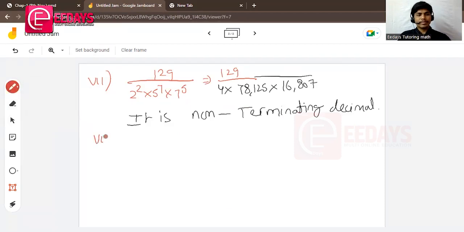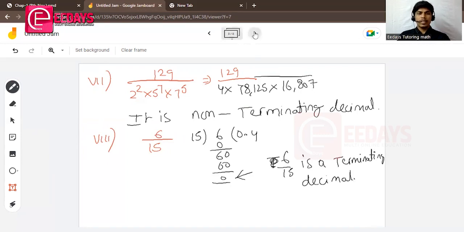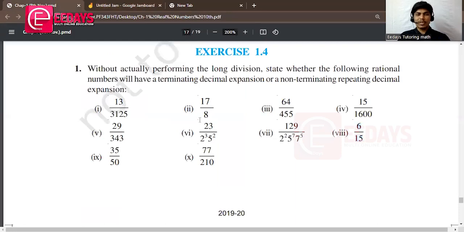Now 6 by 15, the eighth one. 15 is a small number, so we can do it. 15 into 6, so 0, put a point here. 15 fours are 60. So simple, right? So we get the remainder 0. That's why 6 by 15 is a terminating decimal. All right. Simple, right? In all the questions, this is a simple question, I think.